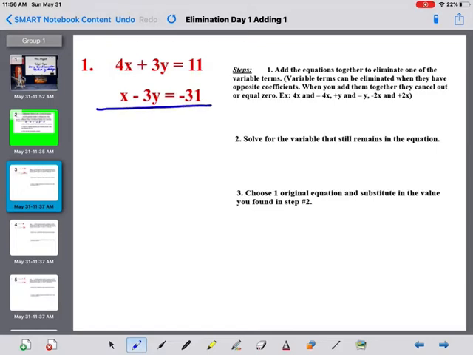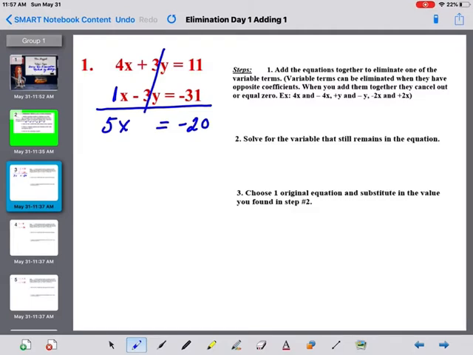Essentially what we're going to do is add these two equations together. Positive 3y and negative 3y equals 0, so I'm going to cancel them out. I'm going to keep in mind I have an imaginary 1 as my second x coefficient. When I add 4x plus 1x, I'm going to get 5x. I'm going to bring down the equal sign. And if I have a positive 11 and a negative 31, that's going to give me a negative 20. So that is the equation that I'm left with.